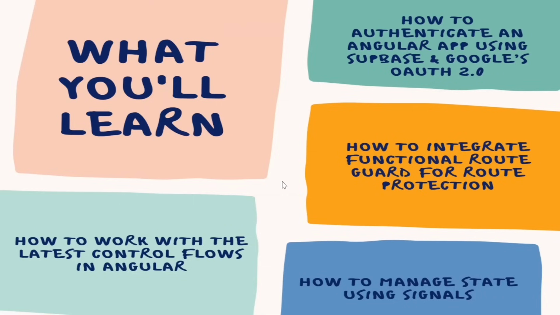So in this tutorial, you are going to learn how to authenticate an Angular application by making use of Supabase and Google's OAuth 2.0. You're also going to learn how to integrate functional route guard for route protection. That is, if a user is not currently logged in, they cannot access the dashboard. The route guard is going to prevent them and log them back to the login screen.